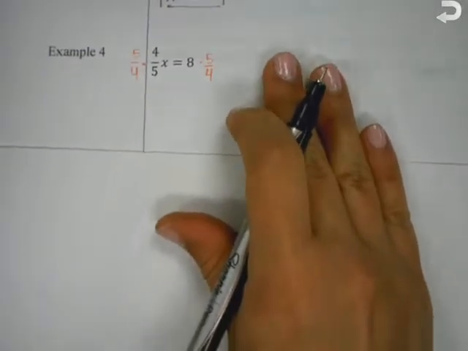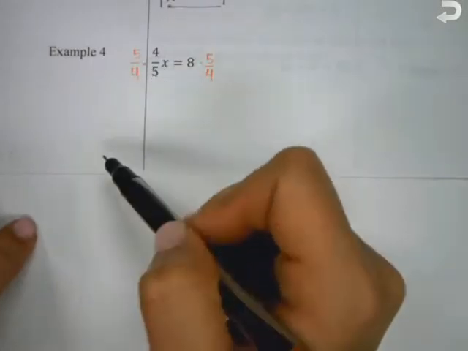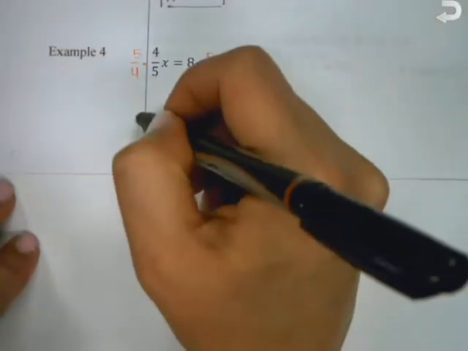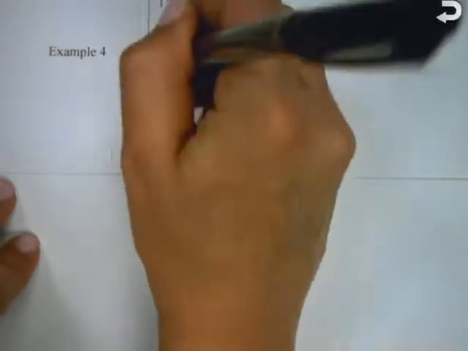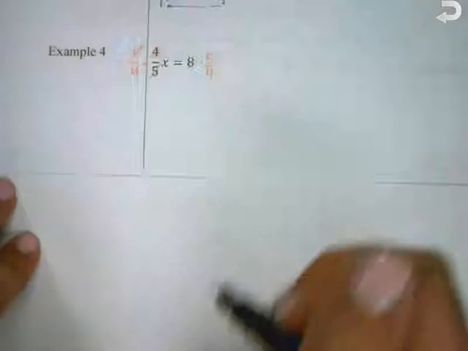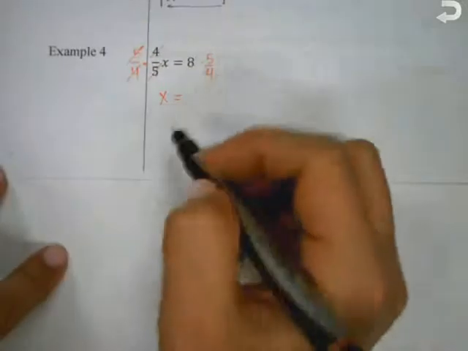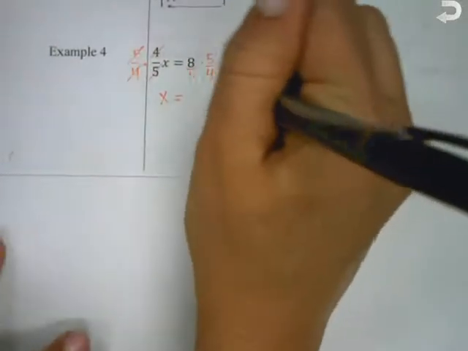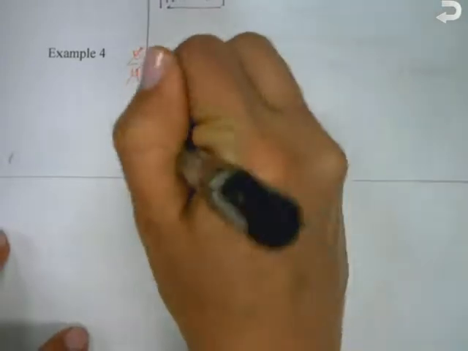When I'm multiplying 5/4 times 4/5, do you guys see anything that cancels? Cross canceling. Everything, right? We can cross cancel. 5 and 5 reduce to 1, and 4 and 4 reduce to 1. So what's left? 1x equals 8 times 5. This is the same as 8 over 1, right? We can cross cancel, or we can multiply straight across. 8 times 5 gives me 40 over 4. So x equals 40 over 4, which reduces to 10.